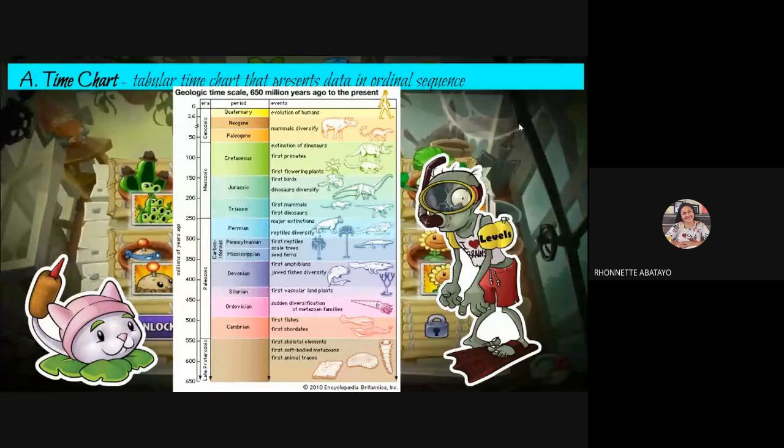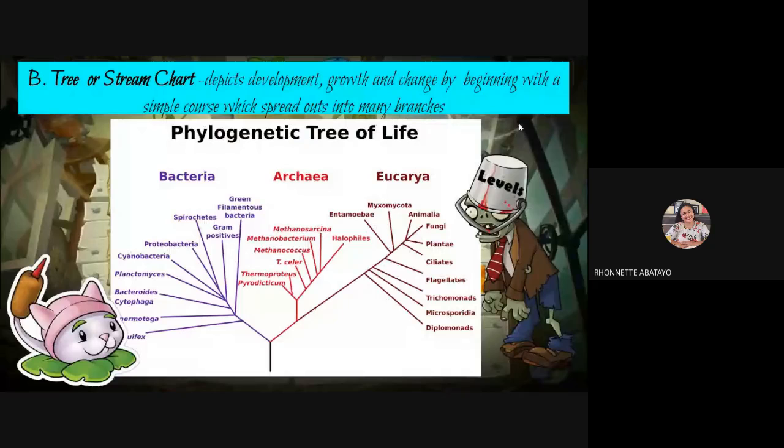What subject uses the time chart? Science. Science, Miss. Okay, we have science. We also have social studies for the tabular time representation, and the sequence and order, the chronological order. We can also have social science pertaining to the historical events in that place.